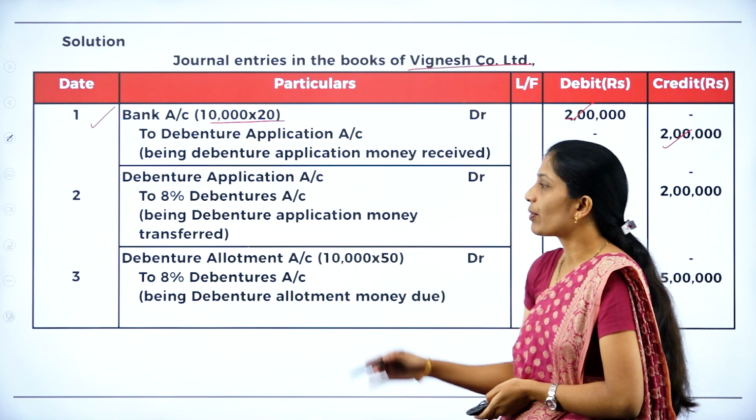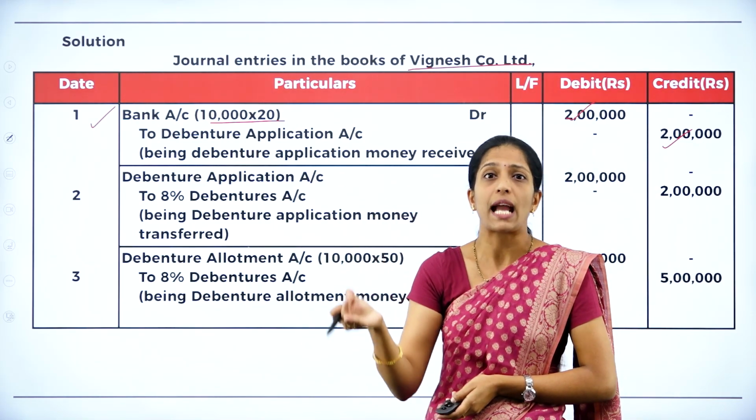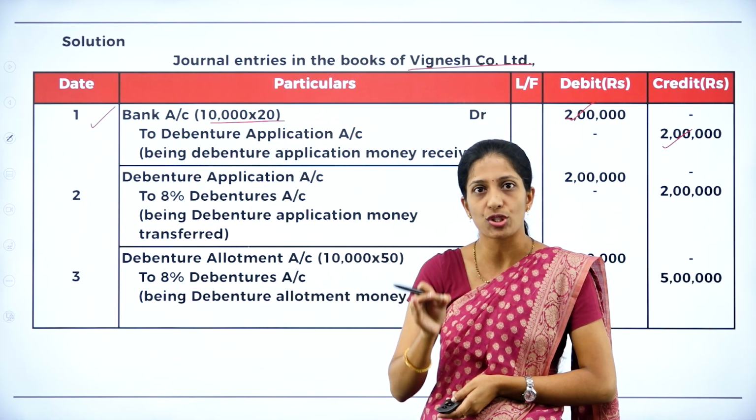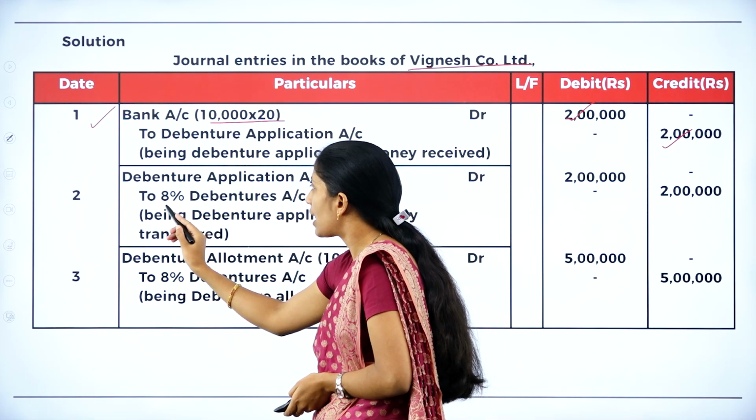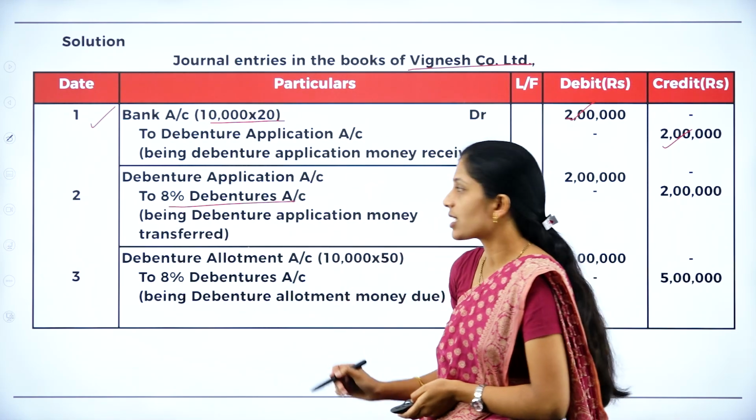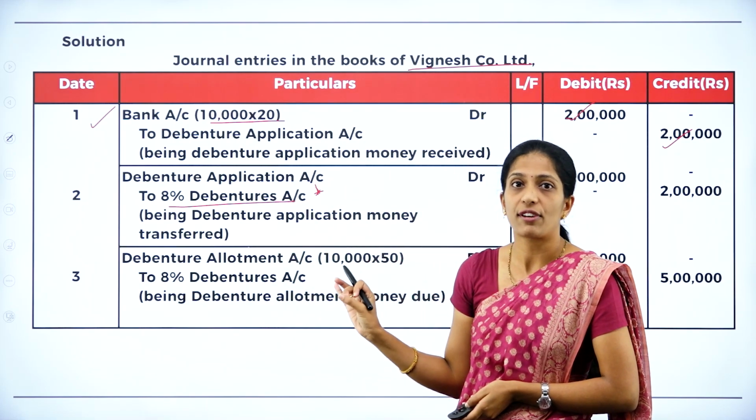The second entry is for what? Transfer. So in your share, transfer to share capital, share application account debit to share capital. But here, debenture application account debit to 8% debentures account. So this you have to make a note. So this is a difference here.